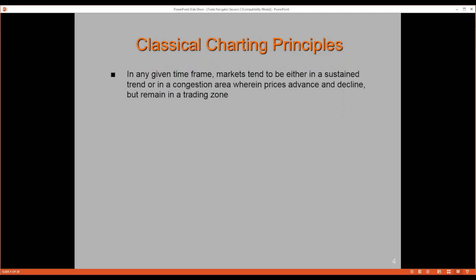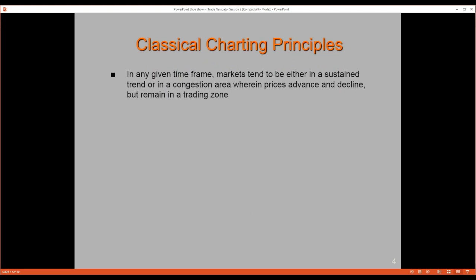In any given time frame, markets tend to either be in a sustained trend or in a congestion area where prices advance, they decline, they go up, they go down, they go up, they go down, but then you see after the fact they really haven't gone anywhere. They've remained in a trading area or a trading zone.